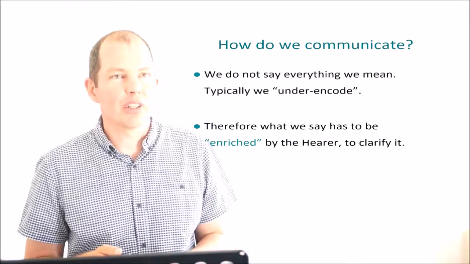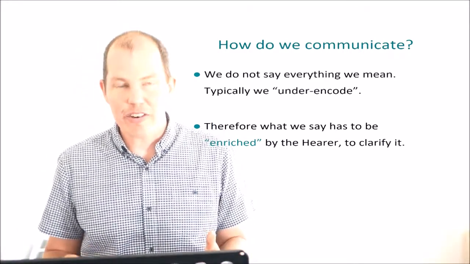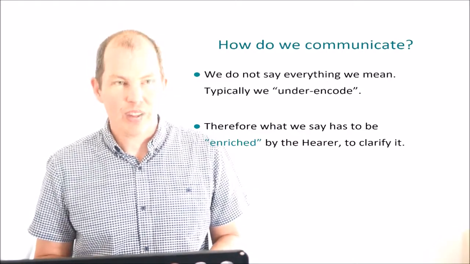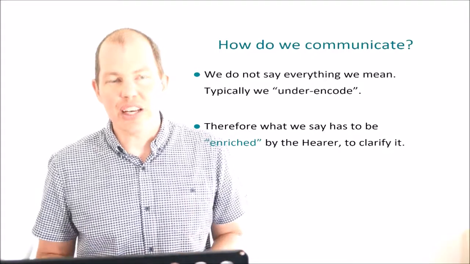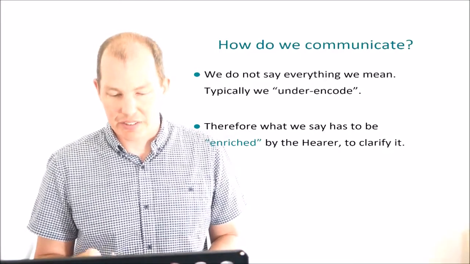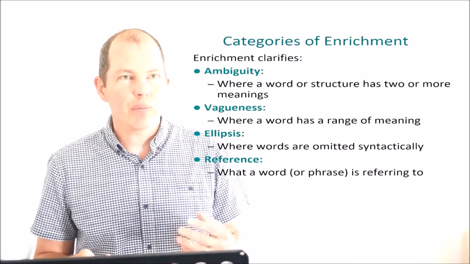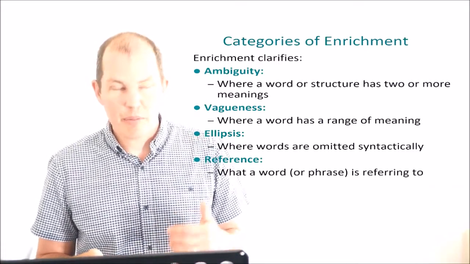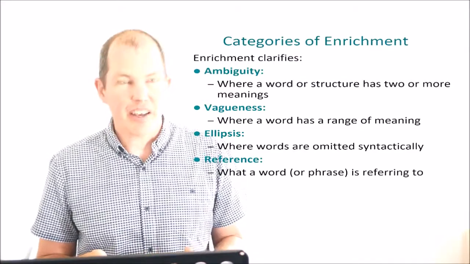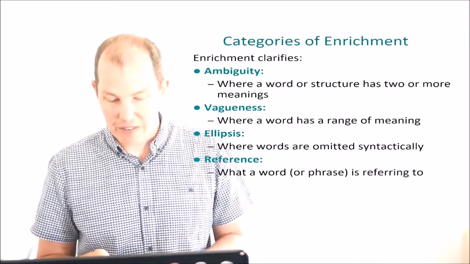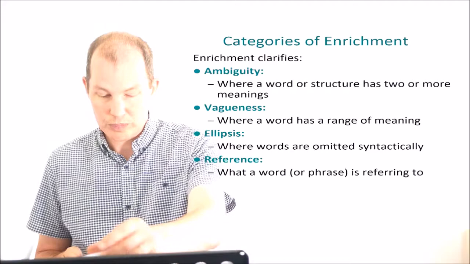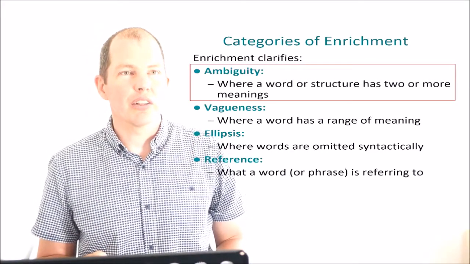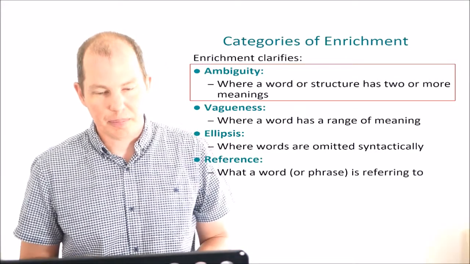Recall what we've already said about communication. Typically, we don't say everything we mean. Instead, we under-encode when we speak. Therefore, what we say has to be enriched by the hearer in order to clarify it. We've also mentioned 4 types of enrichment that goes on. A hearer may need to resolve ambiguity, vagueness, ellipsis, and reference. In this session, we're going to look particularly at ambiguity.